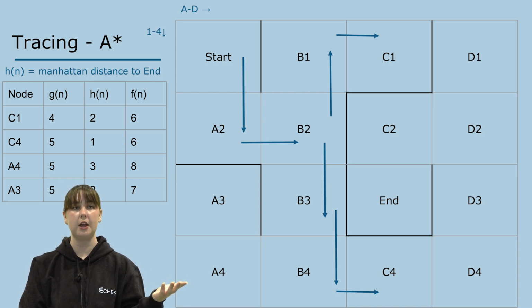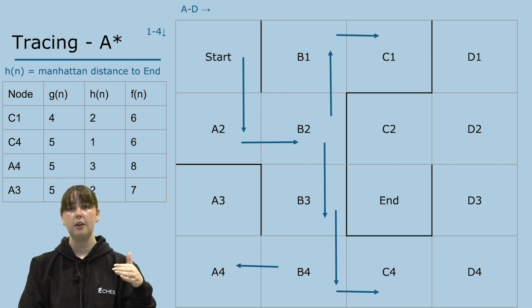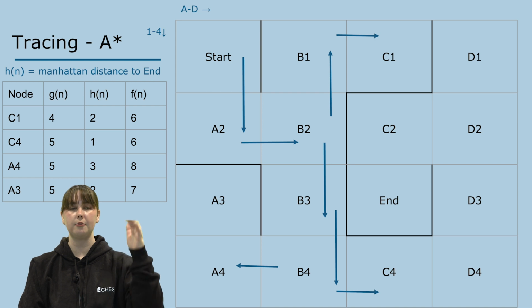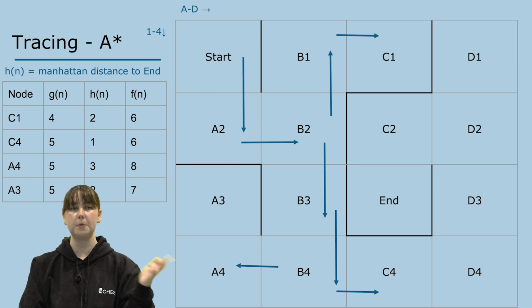And then we'll go to A4, because that's our next option in our priority queue. So that is at f of n of 8. So we've got 5 from the start and 3 from the end. And then we've also got A3 on here. And we've come to a dead end.